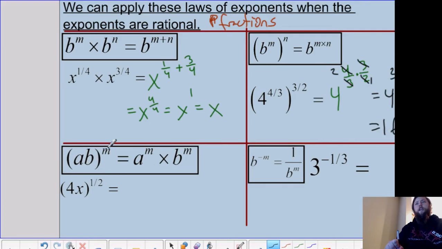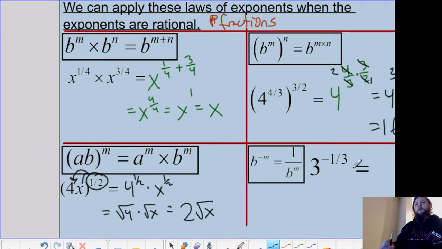On the bottom, a times b to the m, we can apply this distribute, this 1/2 to every number and variable inside the parentheses. So it becomes 4 to the 1/2 power times x to the 1/2 power. And 1/2 power is the same thing as square root, so I'm going to write this as square root of 4 times square root of x. And square root of 4 is 2, so I can write this as 2 square root of x if I want to. Now, it still applies to negative exponents.